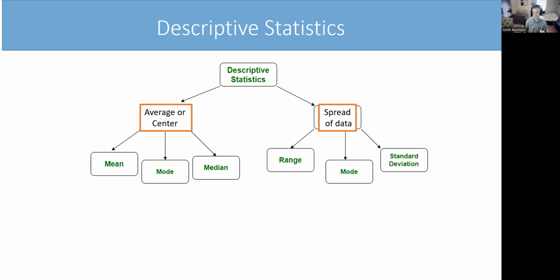So when we say the center, we're thinking of the mean, the mode, and the median. And those are all slightly different. The mean is the average, the mode is the most common number, and the median is across the entire distribution. This is the number that's exactly in the middle. They all explain something about the center of the data.